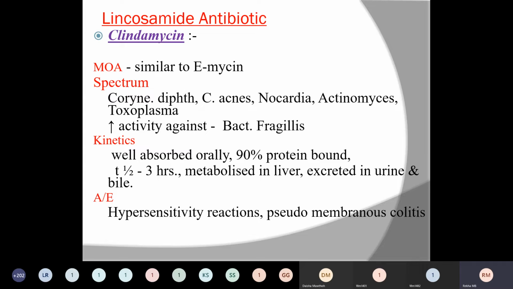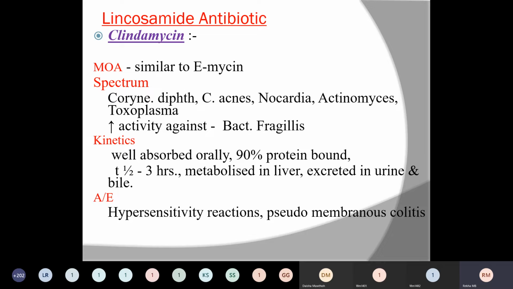Spectrum of activity includes it inhibits Corynebacterium diphtheriae, Corynebacterium acnes, Nocardia, Actinomyces, toxoplasmosis, and more important, it will inhibit the anaerobic organism, that is Bacteroides fragilis. Pharmacokinetics, it is well absorbed orally. Its plasma protein binding is 90%. It's short acting, metabolized in the liver and excreted in urine and bile.